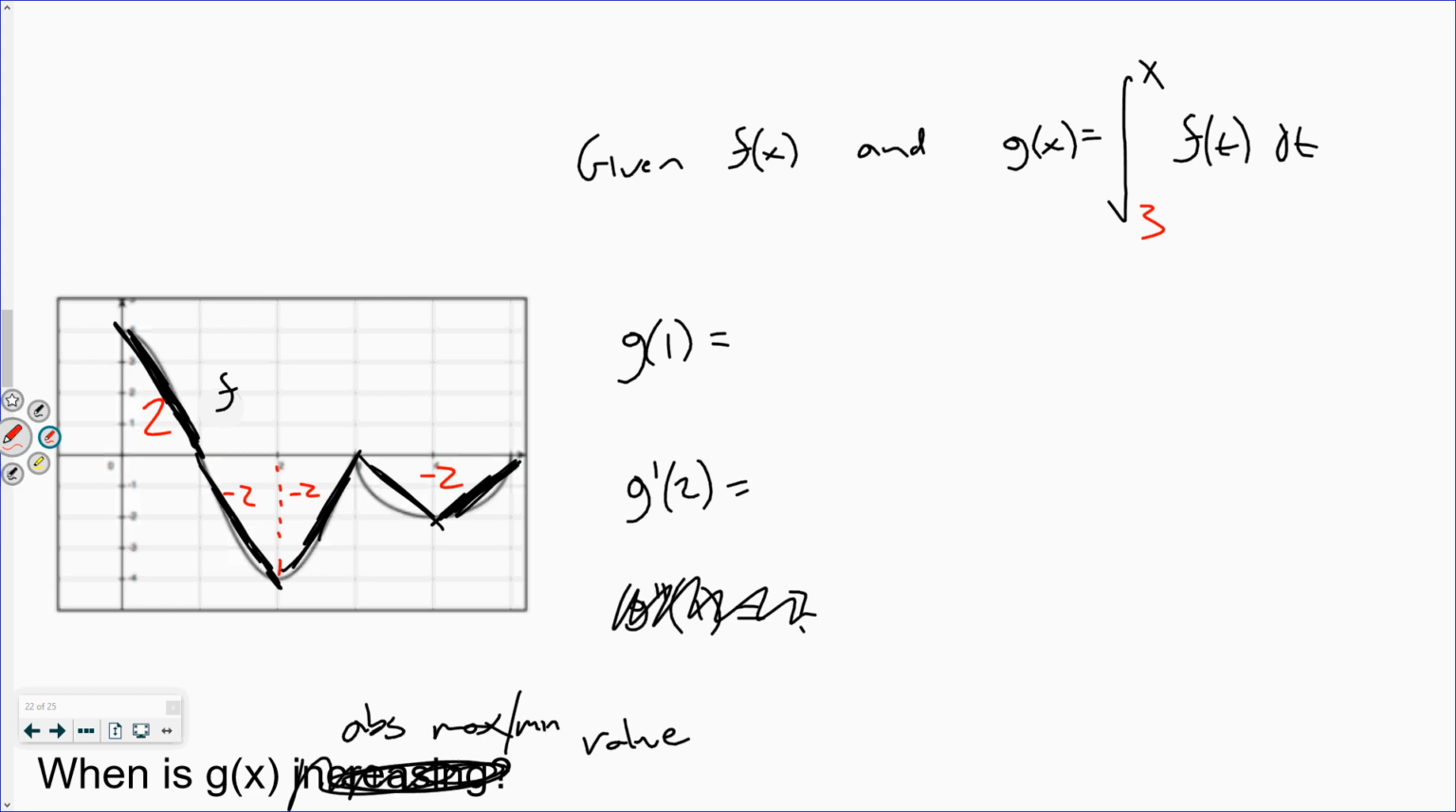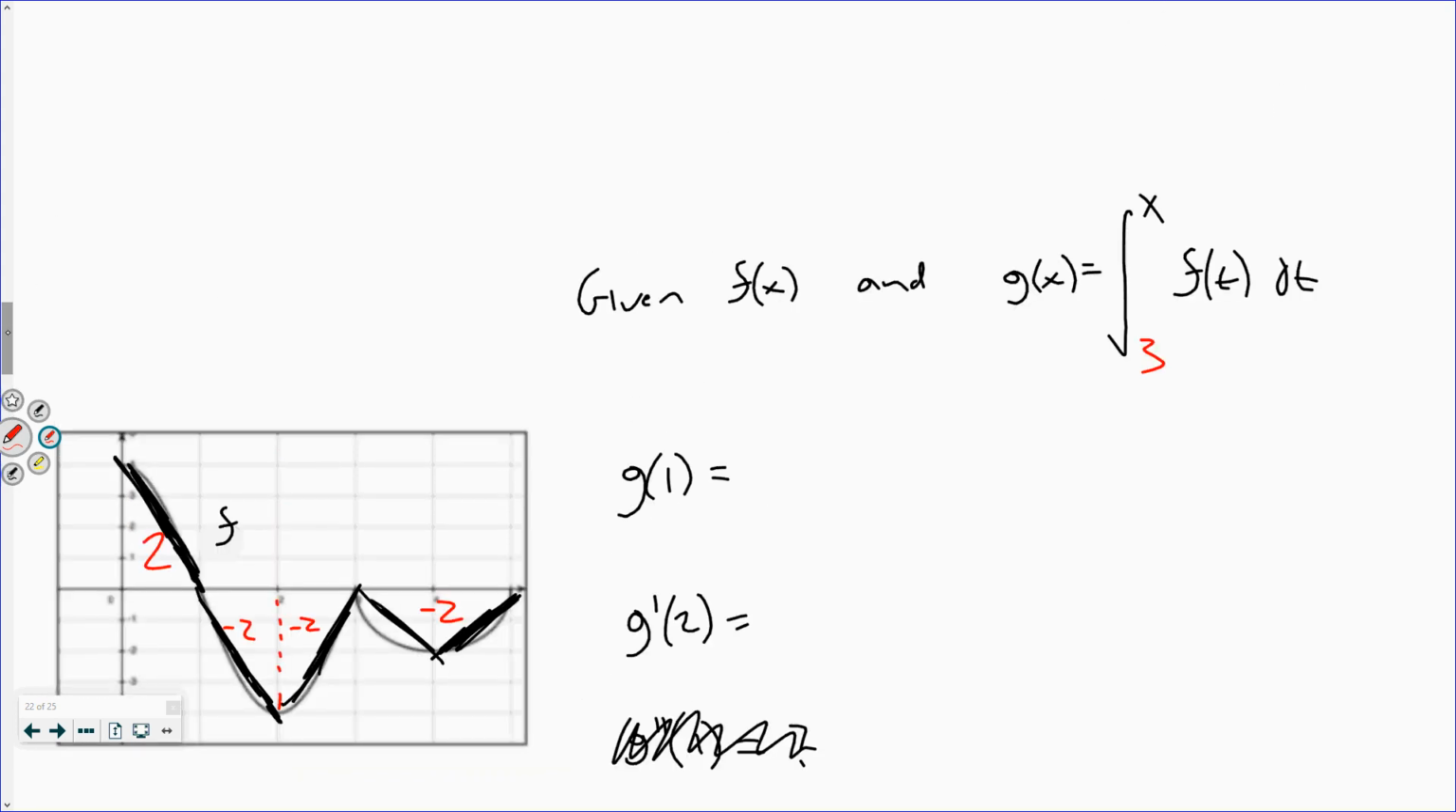Rob, we're not using our calculator here. All right, go. We're starting at 3. Find G of 1, find G prime of 2. Do the sign analysis of G prime. Do your full-fledged sign analysis. Find the absolute max and min values of G.